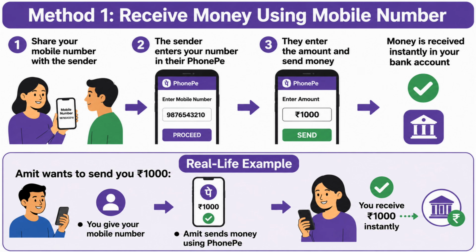Now we will see how to receive money using mobile number. Share your mobile number with the sender. The sender enters your mobile number in their PhonePe app. They enter the amount and send money. Money is received instantly in your bank account.